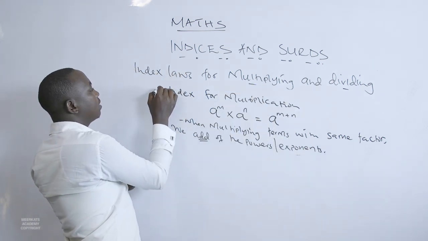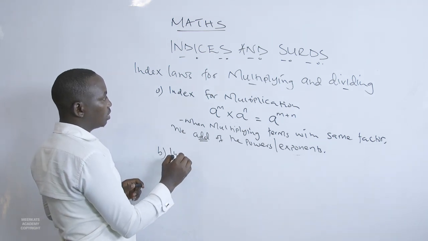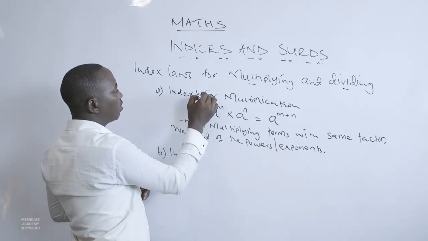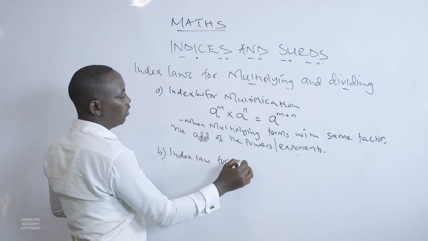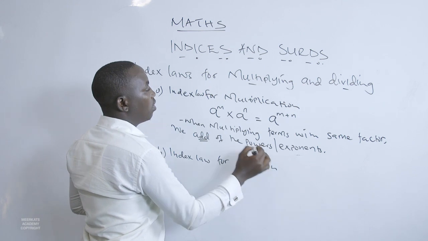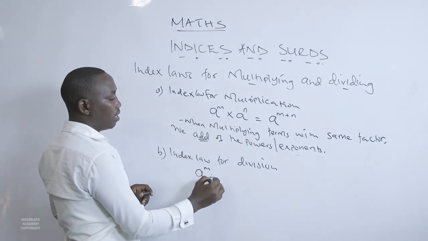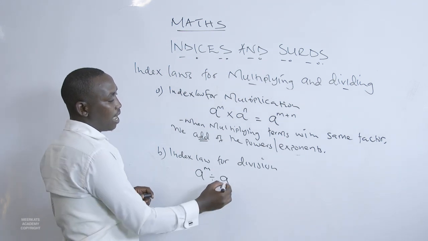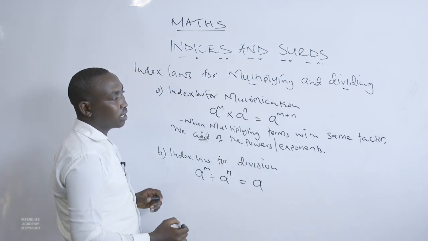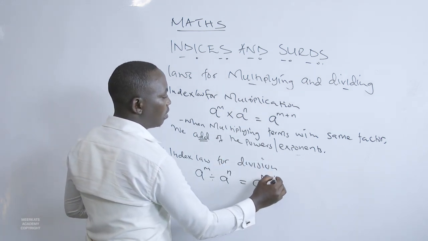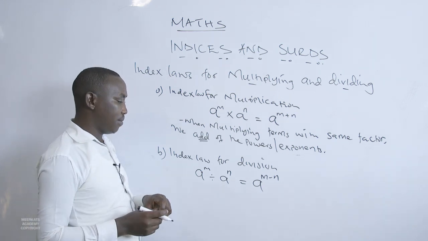So that is 1. 2. Index law for division. We are saying that if you have a raised to m divided by a raised to n, we subtract the powers, meaning we shall have a raised to m subtract n.